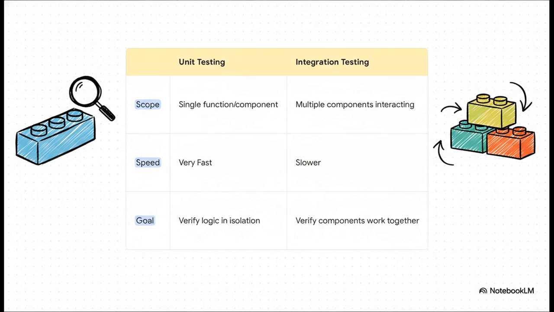We've got 2 main types here. Unit tests are kind of like checking a single Lego brick to make sure it's shaped right. They're super fast and really focused. Then you have integration tests, which are more like snapping a few of those bricks together to make sure they actually fit. You absolutely need both to build solid software.